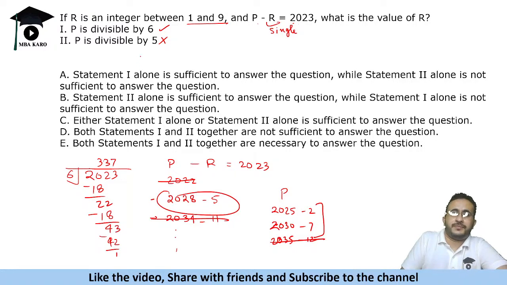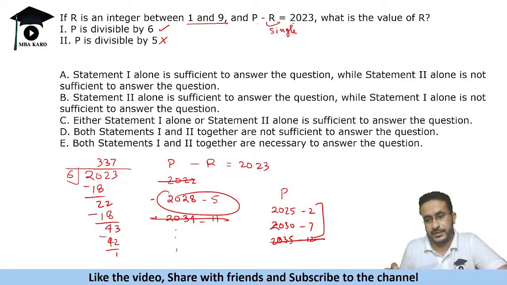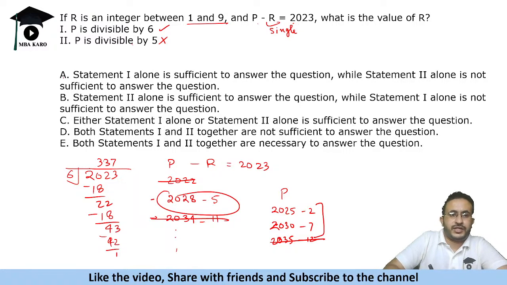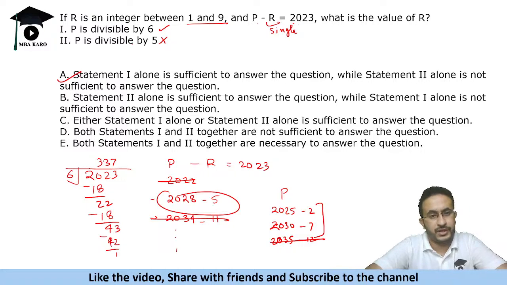From the second statement, we are not getting a unique answer. But from the first statement, we are getting a unique answer. So statement 1 alone is sufficient to answer the question. But statement 2 alone is not sufficient. Okay, so testing of properties of numbers like divisibility, squares, etc., are used.